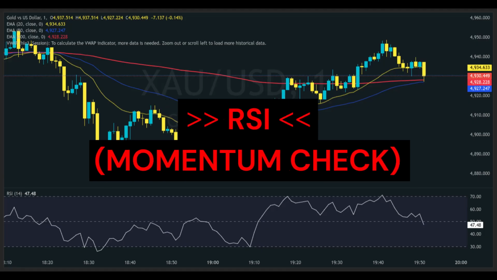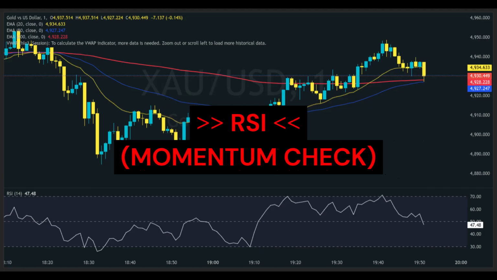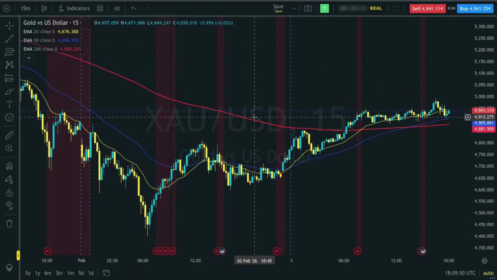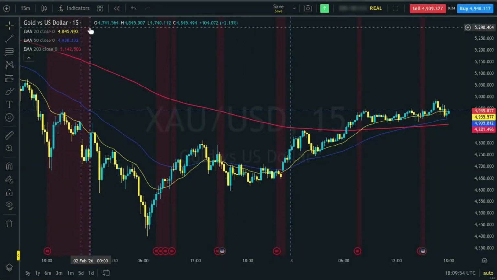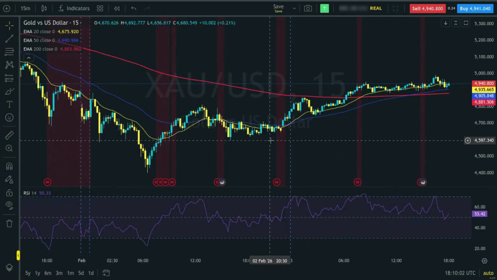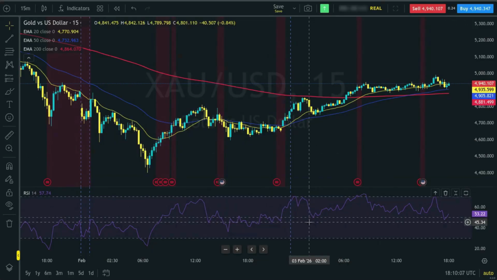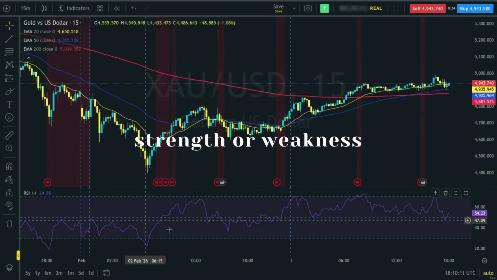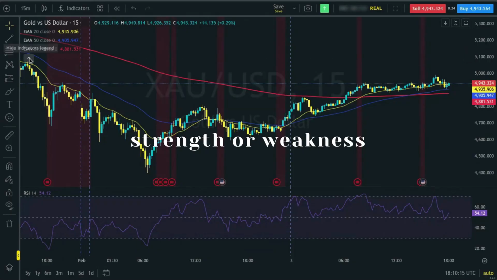Let's move to the next. Indicator number 2, Relative Strength Index, RSI. Now I'm going to add an RSI indicator. RSI is not for predicting tops and bottoms. I use RSI on the setup time frame, usually the 5-minute chart. I only look for strength or weakness.